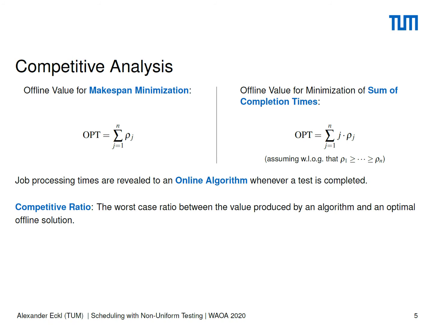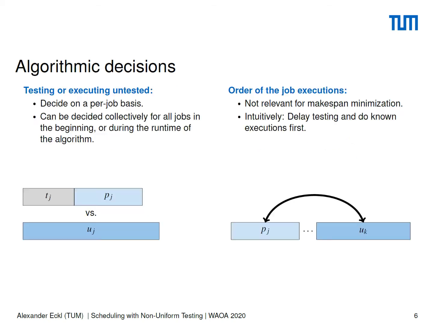Knowing these values of an all-knowing offline algorithm, we now consider an actual algorithm that does not know the processing times pj. We may consider such an algorithm to be online, since the job processing times are revealed one by one whenever a test is completed. We can then also consider the competitive ratio, which is then just the worst case ratio between the value produced by the algorithm and an optimal offline solution, leading us to the definition of the standard competitive analysis.